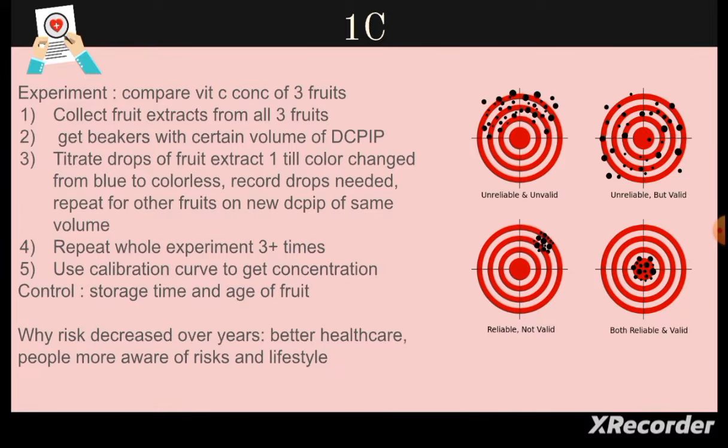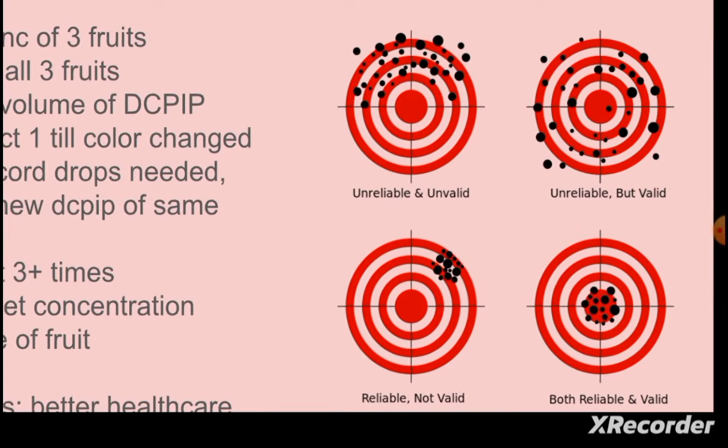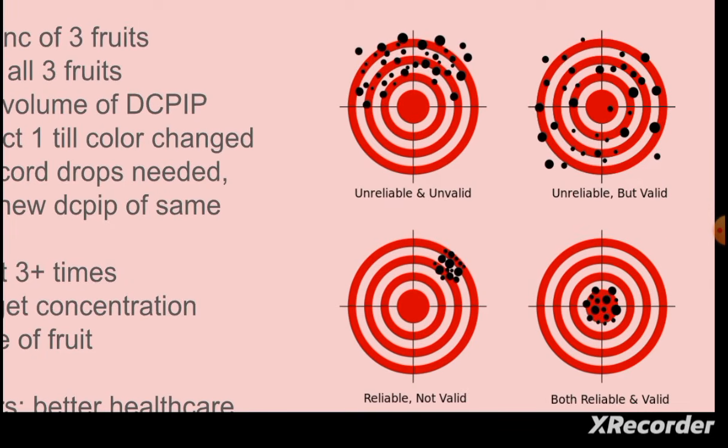Why did the risk decrease over the years? For example, it gives you 2 graphs, one from the 90s and a new, current one. Why is the risk reduced for people with the same risk factors? Because of better healthcare, more pills developed, new statins, all of those, and people are more aware of risks and lifestyle.